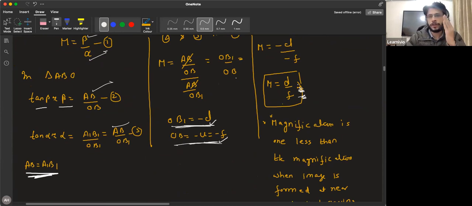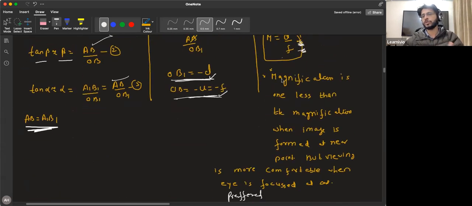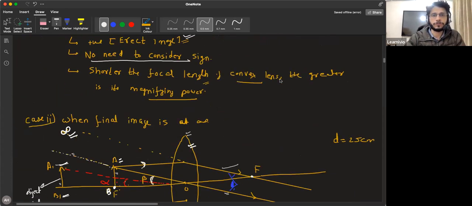The reason is when your final image is at infinity, then your eyes are relaxed as compared to when your image is very close to the eye. When your final image is at least distance, you put stress on your eye. It's not very comfortable to view this image. So we prefer the case when your final image is at infinity. So it's a conceptual question: which case we prefer and why. We prefer the case for the simple microscope when your final image is at infinity because it's comfortable to view this image, than the image which is obtained at the least distance of distinct vision. Please note it down. We'll do some numericals over it.